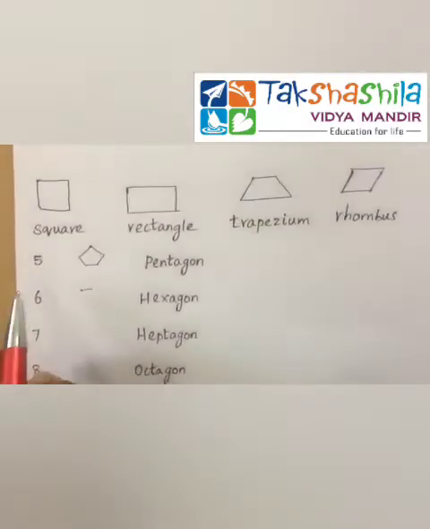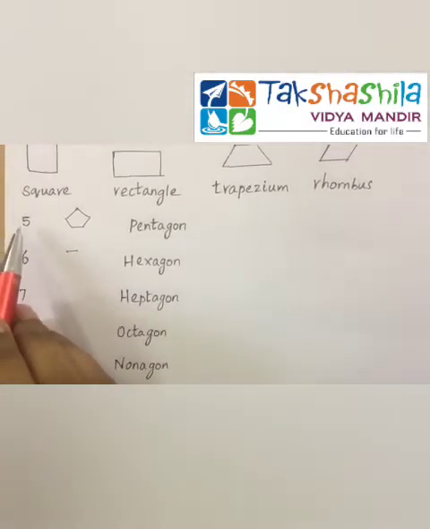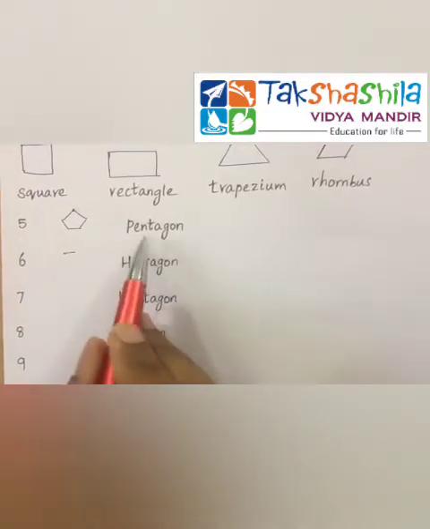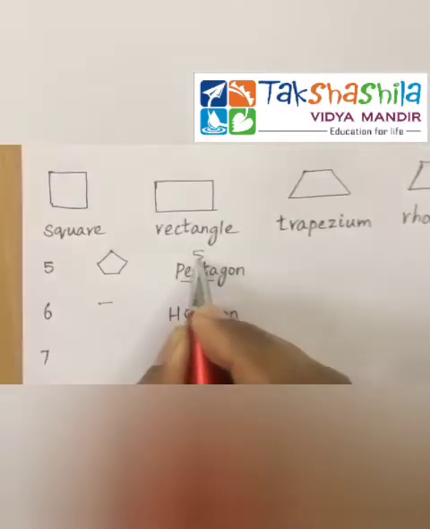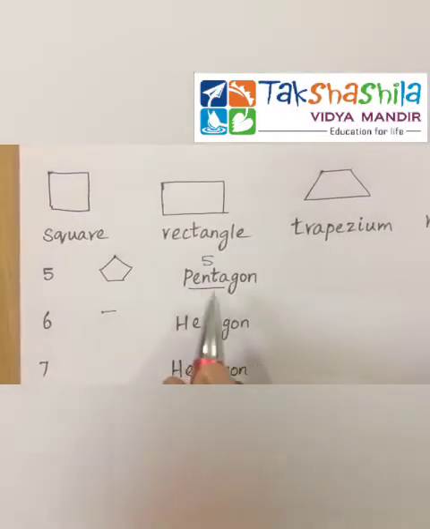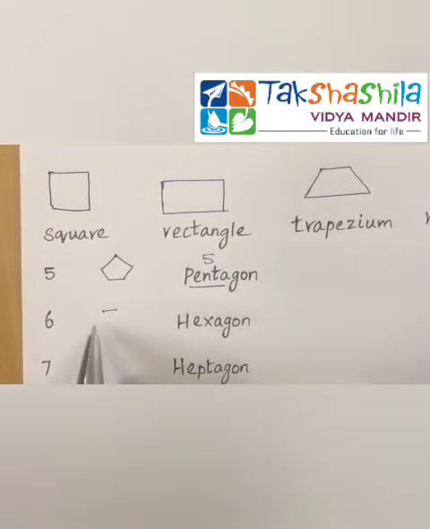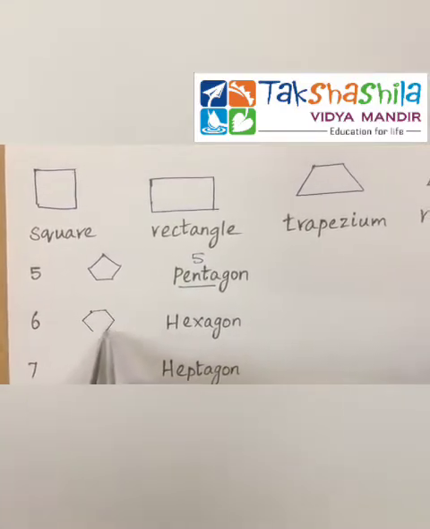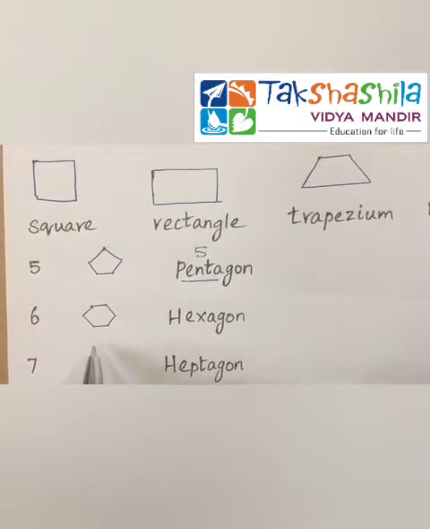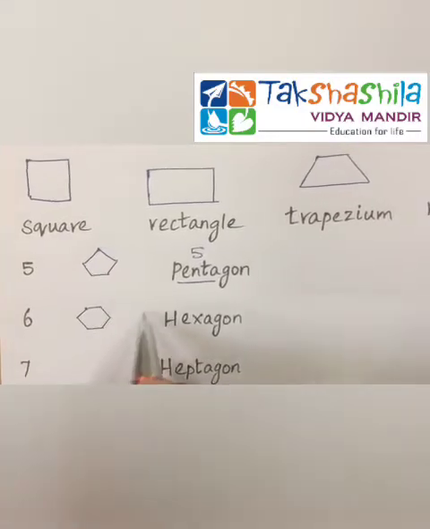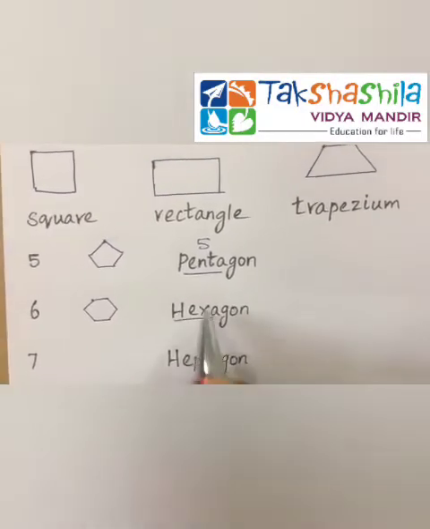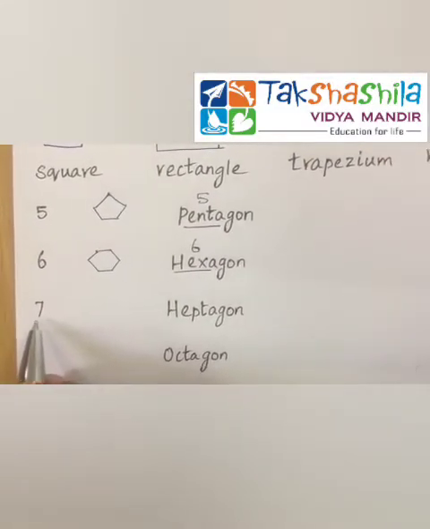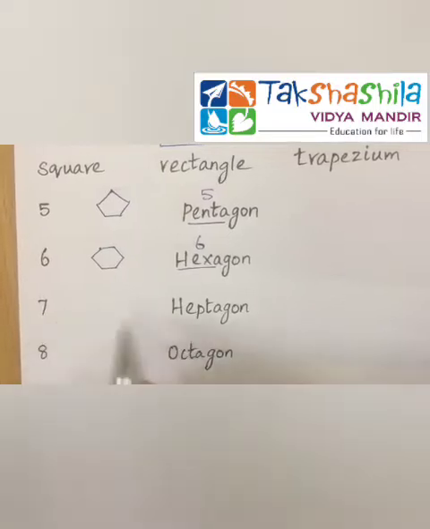Next, what can we make with five straight lines? It's called pentagon. Penta is 5. With 6 straight lines you can make hexagon. Where have you seen hexagon? The bee's hive is hexagon. Hexa is 6. What is the name of the shape formed by 7 straight lines?